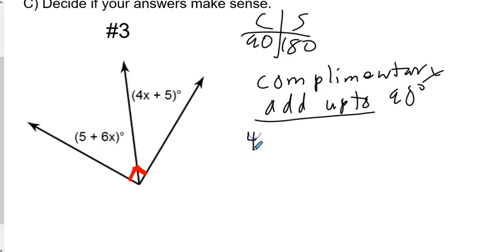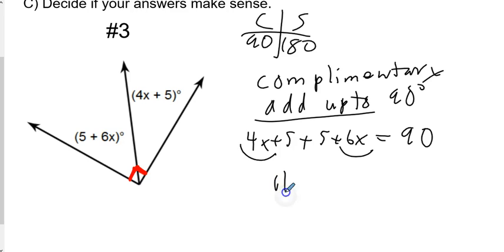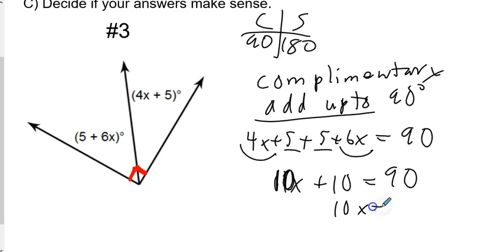Now we're going to do the algebra. 4x plus 5 plus 5 plus 6x, part plus part equals whole. Same concept again. 4x plus 6x is 11x. 5 plus 5 is 10. We're going to subtract 10. And I realize I just made a mistake here. 6x plus 4x is 10x. Hopefully some of you are already watching this and saying, Gilbert, you screwed up. 10x. I'm going to subtract 10 now and get 10x equals 80. And then when I divide by 10, I'm going to get x equals 8.